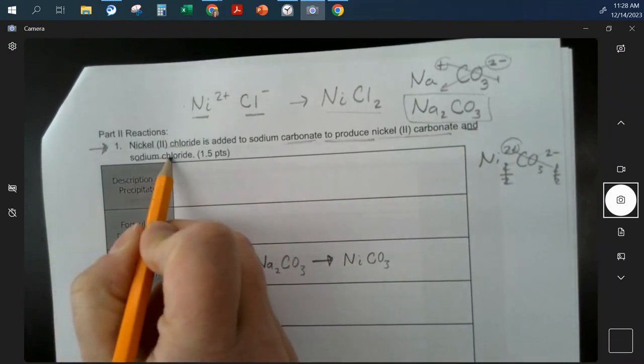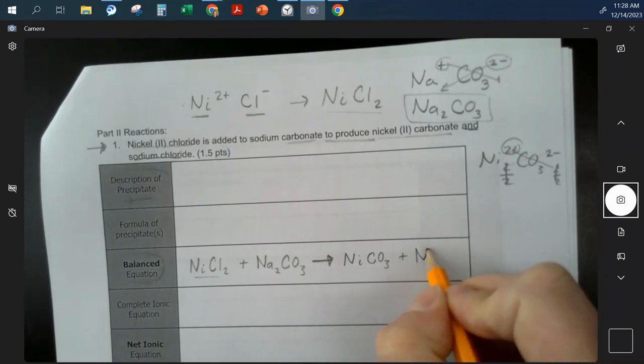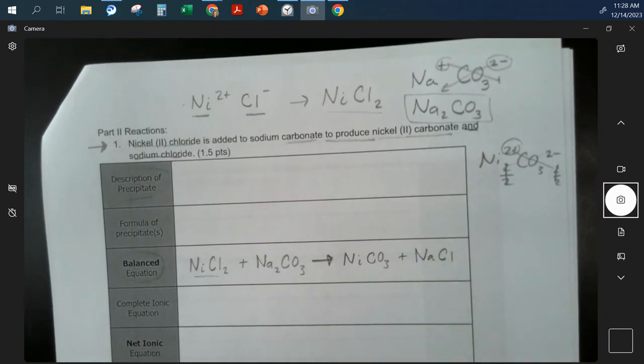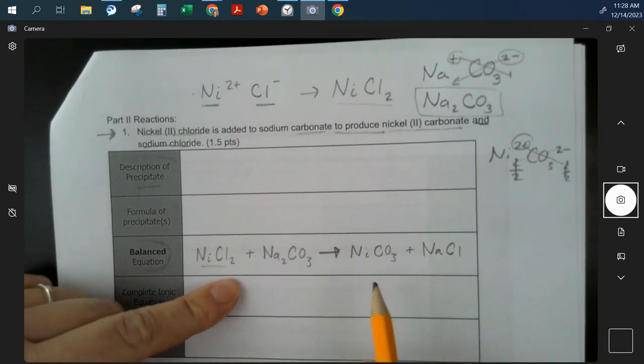Okay, and we get sodium chloride. Do you guys know the formula for that one? Yeah, that one's good. Hopefully we got that one down. Good. NaCl. Okay, so that's our balance. Oh, is it balanced? It's probably not balanced. That's our chemicals. Now we need to balance it.